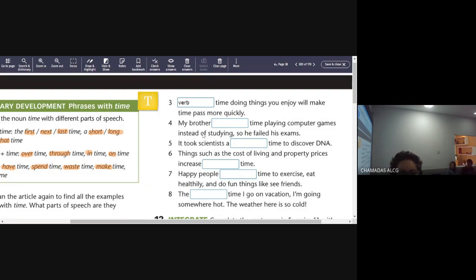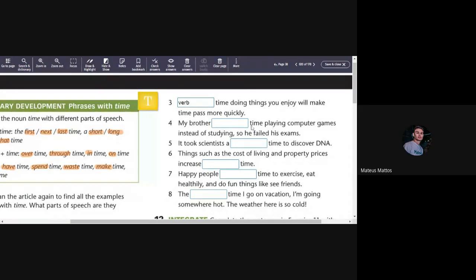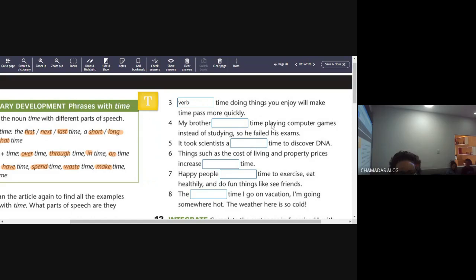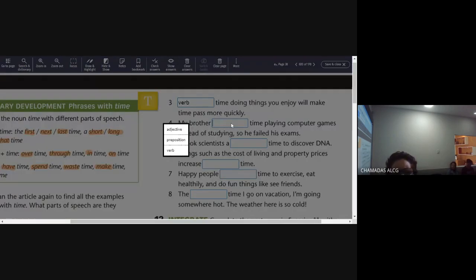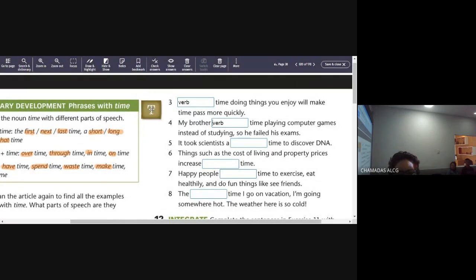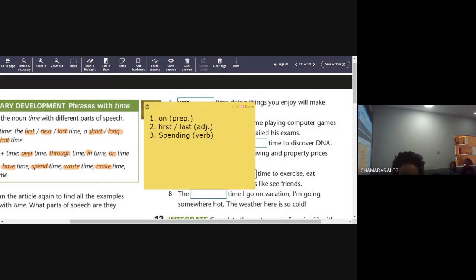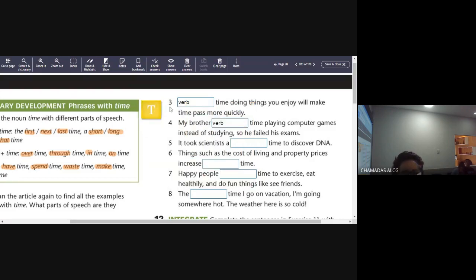Number four, my brother wastes time playing video games instead of studying. So he failed his exams. Okay. So here a verb. Okay. We can put here in this case, wastes. Okay, so verb. Here we can use the past as well. He wasted time, so he failed. It's also good. Okay.